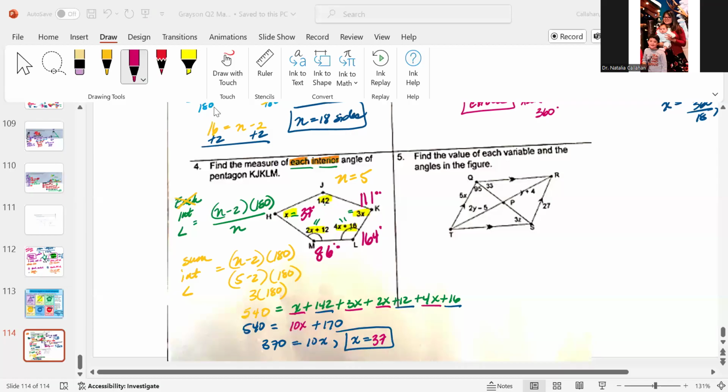Find each value of the variable and the angles in the figure. Okay, are those angles? Okay, are those? This is not here.